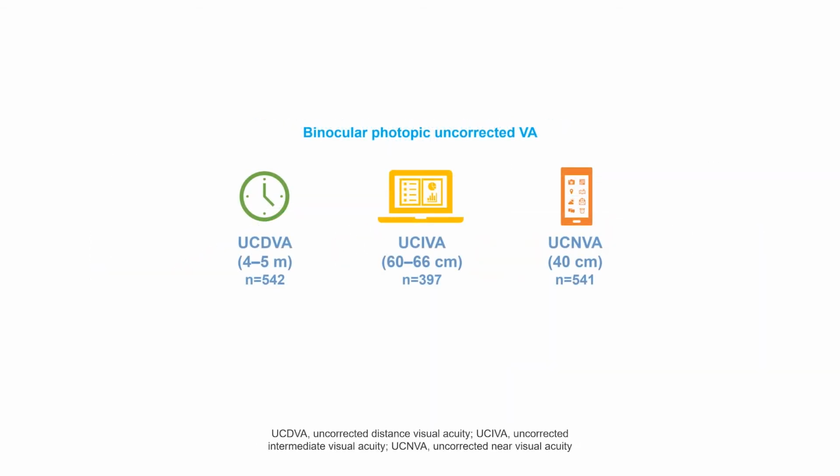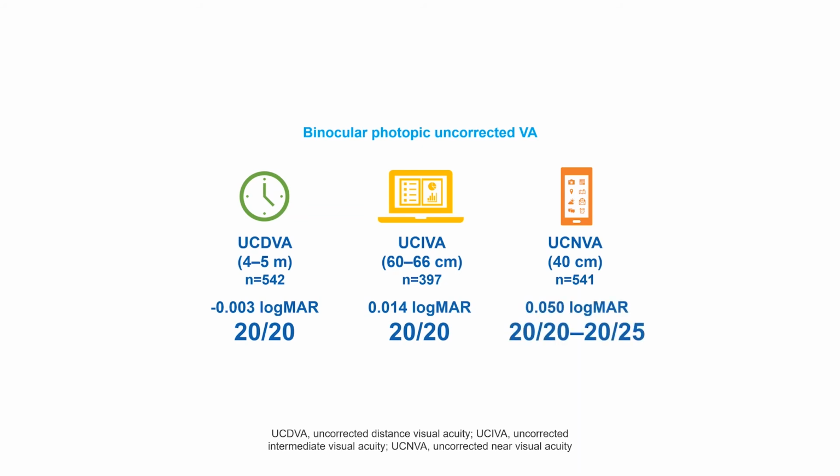When analysing the pooled mean binocular uncorrected visual acuity data, TFNT00 achieved 0.05 logMAR or better vision at each tested distance. This translates into 20/20 uncorrected binocular vision at distance and intermediate, and 20/20 to 20/25 at near.